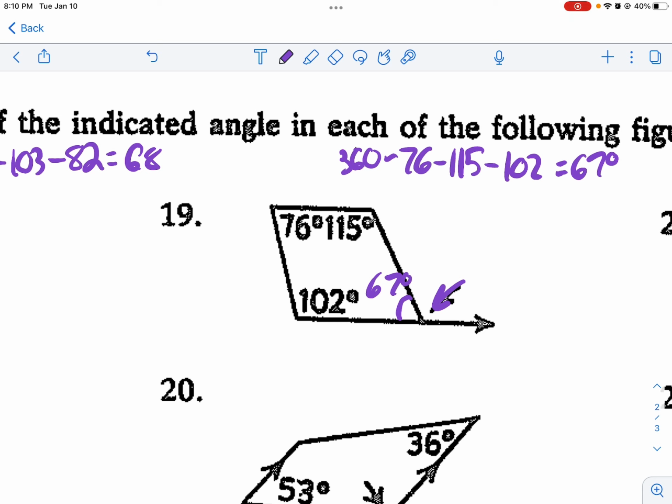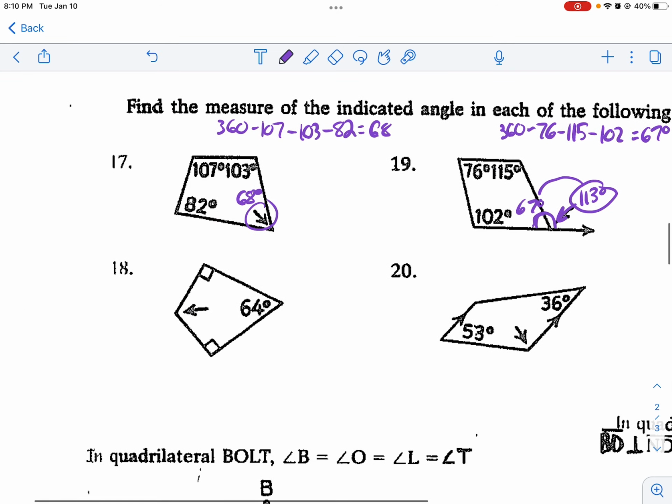That's not our final answer. We also know that this interior and exterior angle are a linear pair. So this one has to be 113 in order for 67 and 113 to add up to 180. So our final answer is 113. I think I skipped 18.